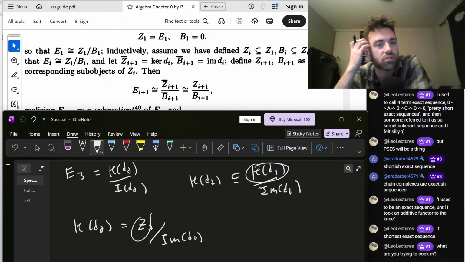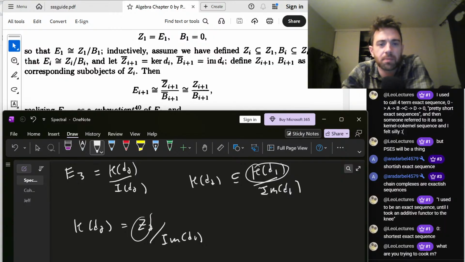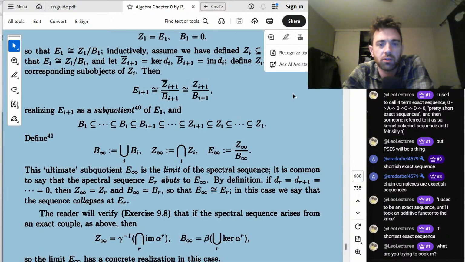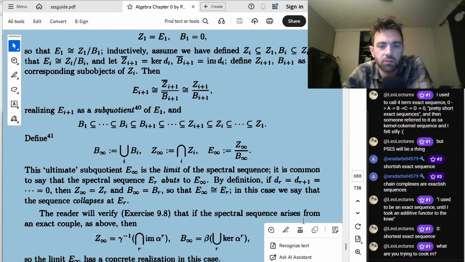It also says the subobjects. Is that really well defined? Could I not take more than one lift? What am I trying to cook right now? I'm trying to come up with Z_{i+1} and B_{i+1}. But then he's saying the corresponding subobjects of Z_i.